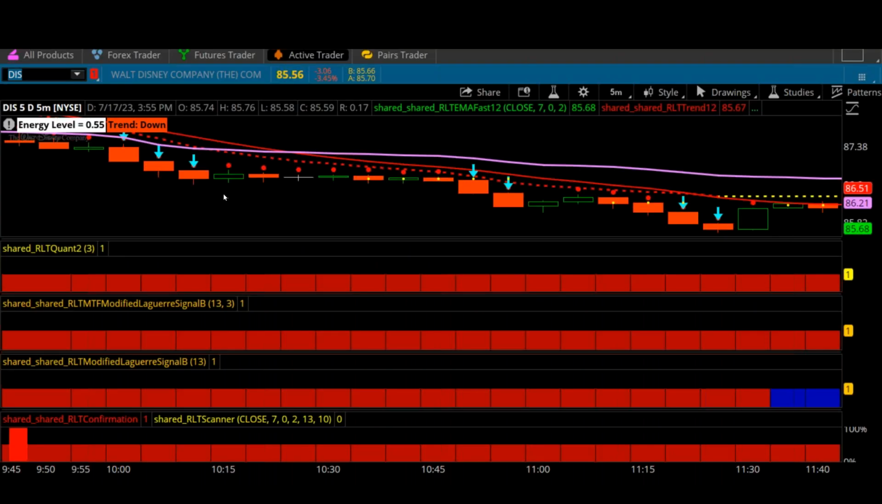So here's a trade we did on Disney, right? This is Disney not that long ago. This is the 5-minute chart on Disney. And this is the Compass system. This is the Compass system on Thinkorswim. I have it loaded on Thinkorswim.